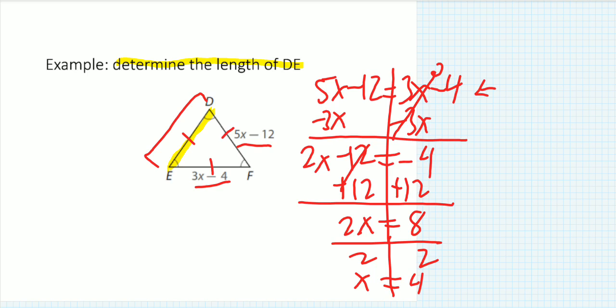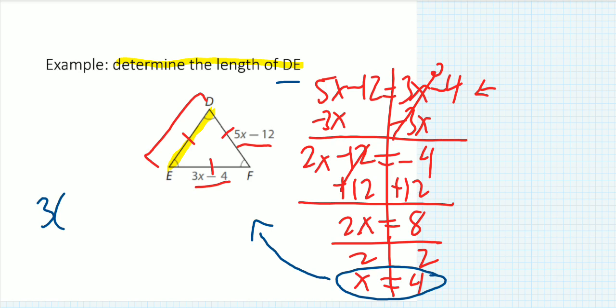Now, you have to be careful though, because the question isn't saying solve for x. The question is saying determine the length of DE. So we're going to use the x equals 4 to plug back in. You can plug into whichever one you want. You can plug into either 3x minus 4 or 5x minus 12. It doesn't matter because you're going to get the same answer anyways since they're all congruent.